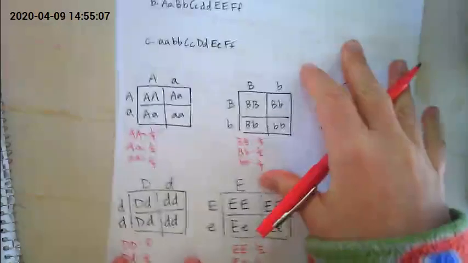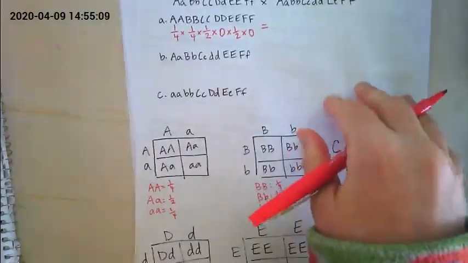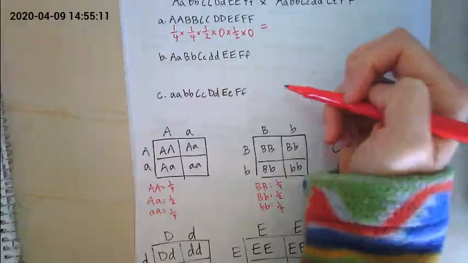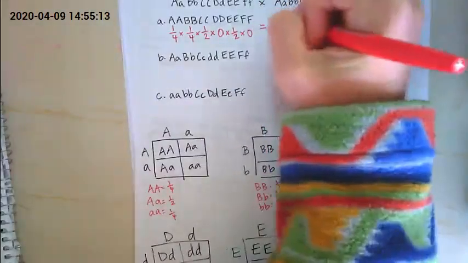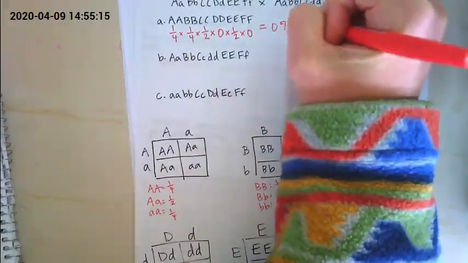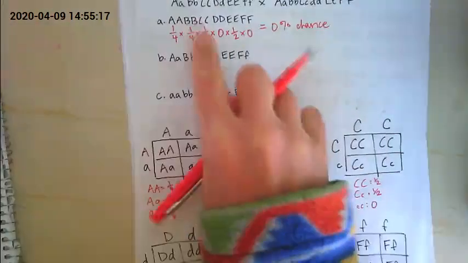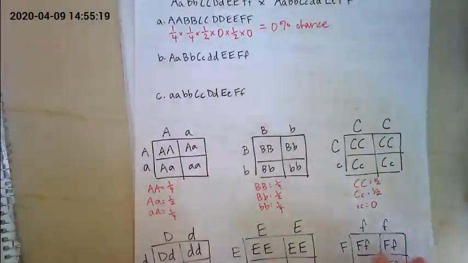All right. Can anyone do that problem in their head? I can. 0% chance. It ain't gonna happen. They cannot have a child with that genotype. I like that math. Okay, let's do this one.